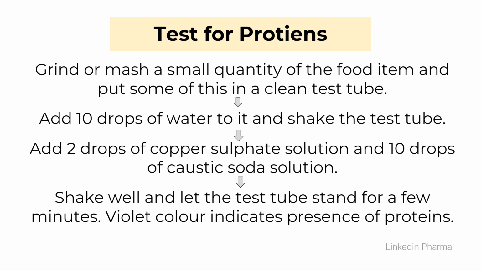Test for proteins. Grind or mash a small quantity of the food item and put some of this in a clean test tube. Add 10 drops of water to it and shake the test tube. Add 2 drops of copper sulfate solution and 10 drops of caustic soda solution. Shake well and let the test tube stand for a few minutes. Violet color indicates presence of proteins.